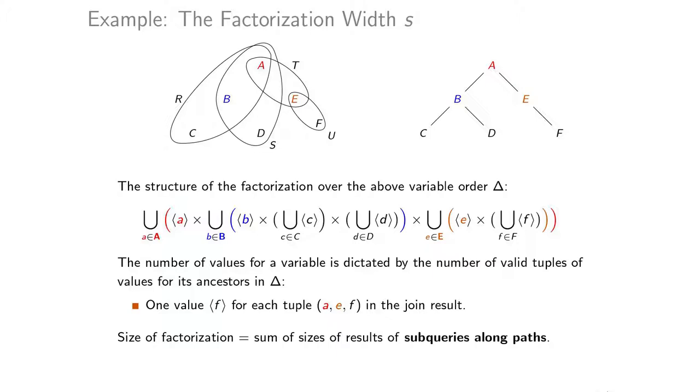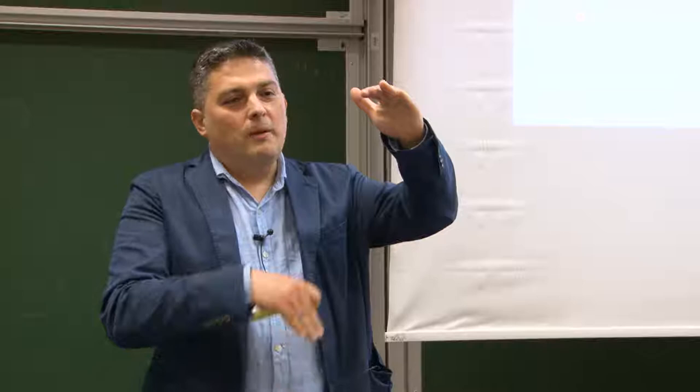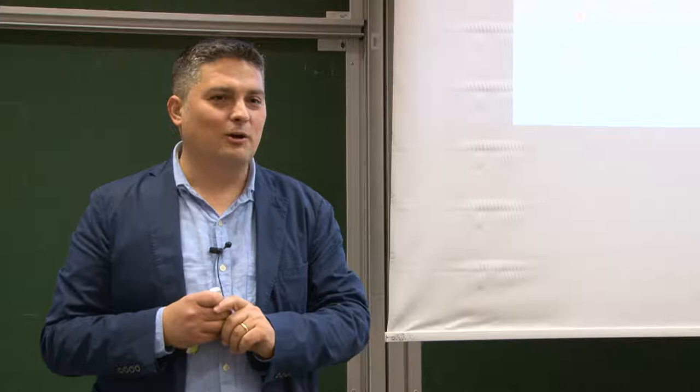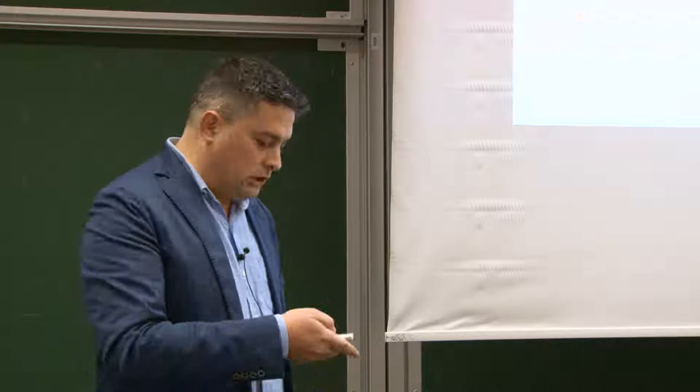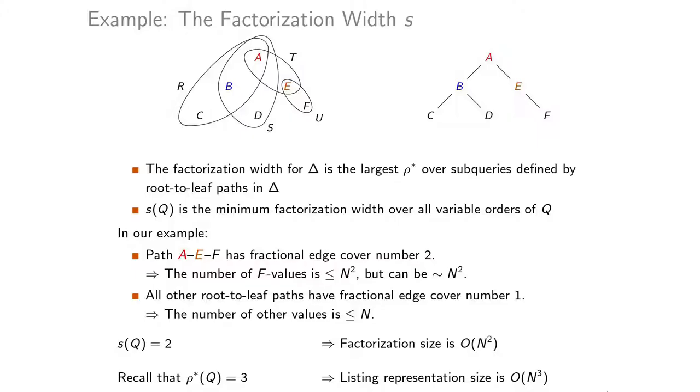They may be quadratic. The number of E values is linear. The number of A values is linear. B, C, D are also linear. So the culprit here that gives us a quadratic size for the factorization is F. Because you have A values, for each A value you have some E values, and for each E value you have F values. But the same F may appear over and over again under different contexts of E and A. And that gives us the quadratic blow up. So in other words, our factorization size is quadratic.